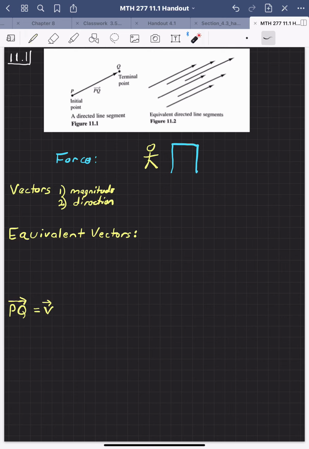Now, if you follow me up here to figure 11.1, we're going to start off discussing vectors with a geometric interpretation, where we don't need to be bounded by any type of coordinate system. We are just going to discuss some of the geometric properties of vectors. So notice the way we're going to think about vectors. We can think about some starting point, some initial point. We'll call that point P.